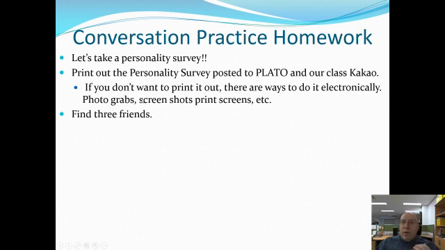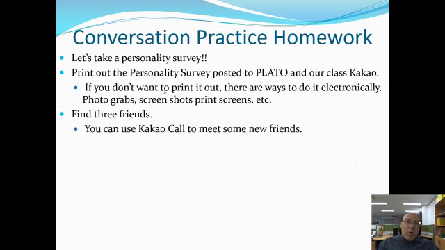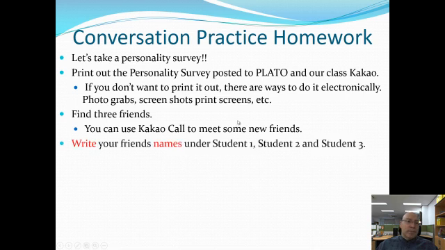Friends that you know, maybe you can call them on the phone and ask them, or if you're meeting them, you can ask them. Or if you want to meet some new friends, you can Kakao call people in our class and say, hey, what's up? I'm doing our homework, so can you answer the questions? So you can Kakao call some of your friends in the class as well. After you do that, write your friends' names under students 1, 2, and 3.